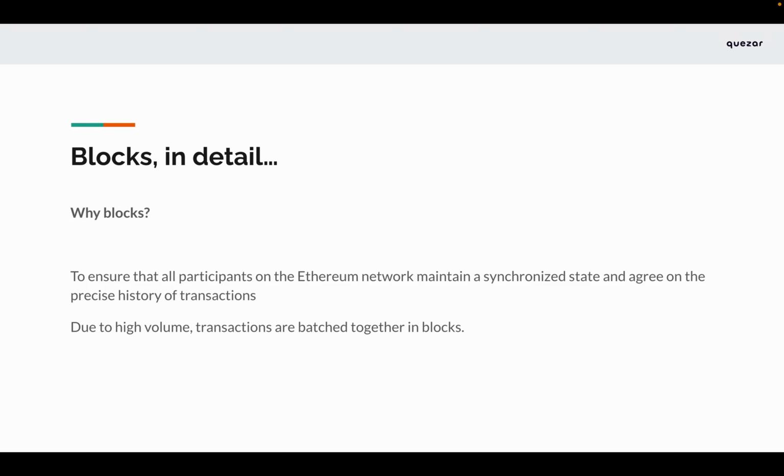And in this video, we'll learn more about blocks. So, why do we need blocks? We need blocks to ensure that all of the participants in the Ethereum network maintain a synchronized state of the EVM and agree on the precise history of the transactions.